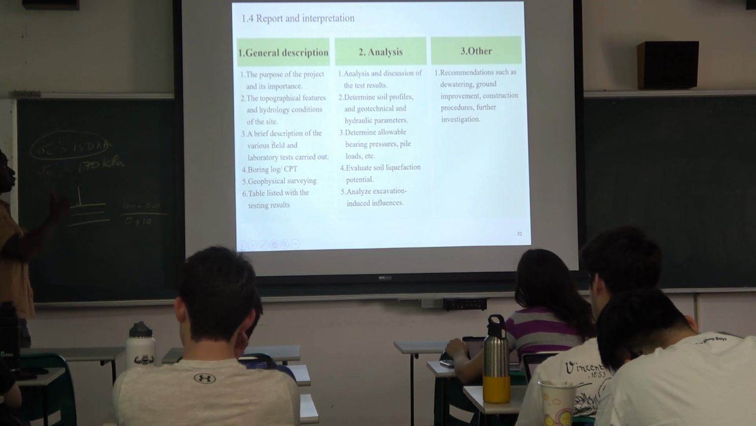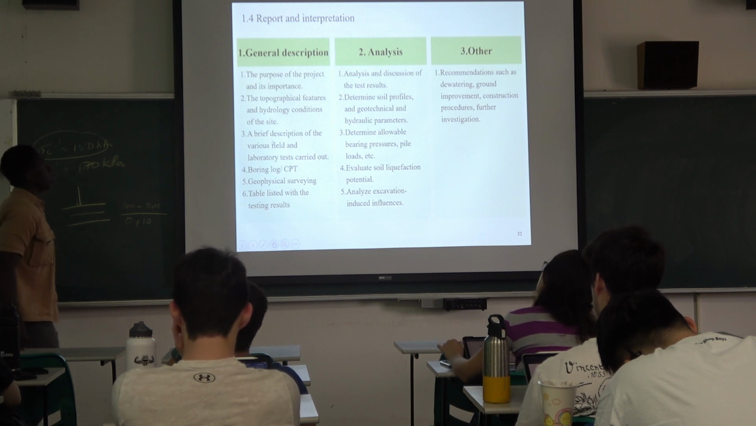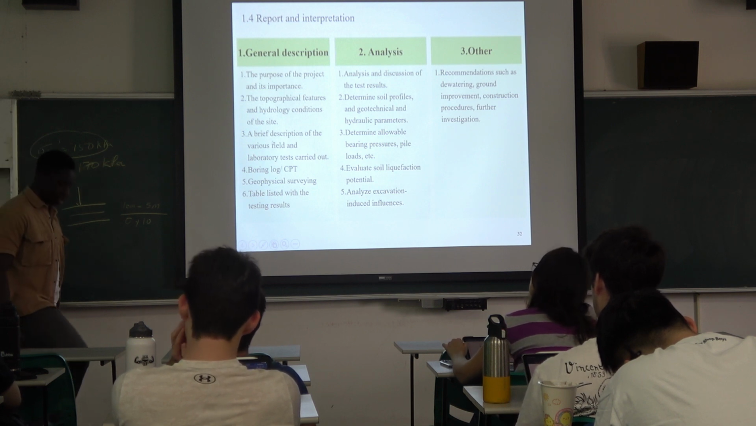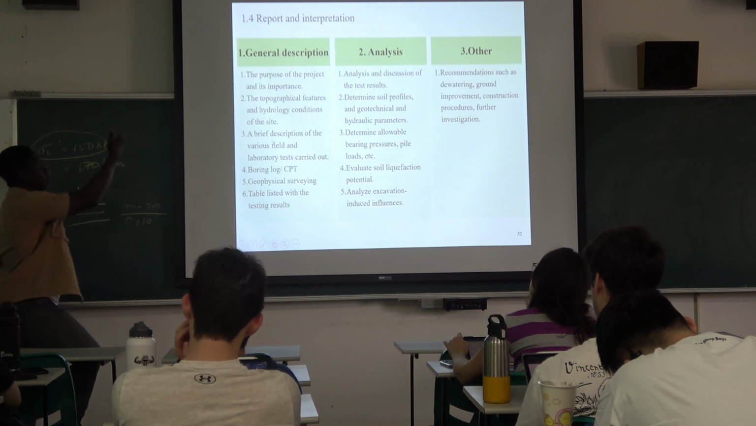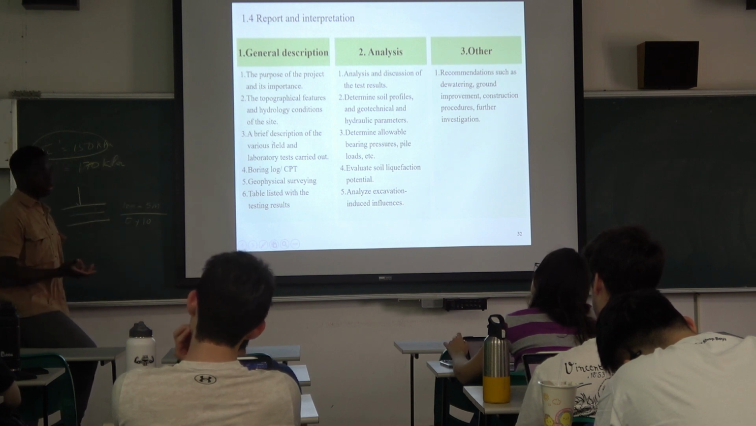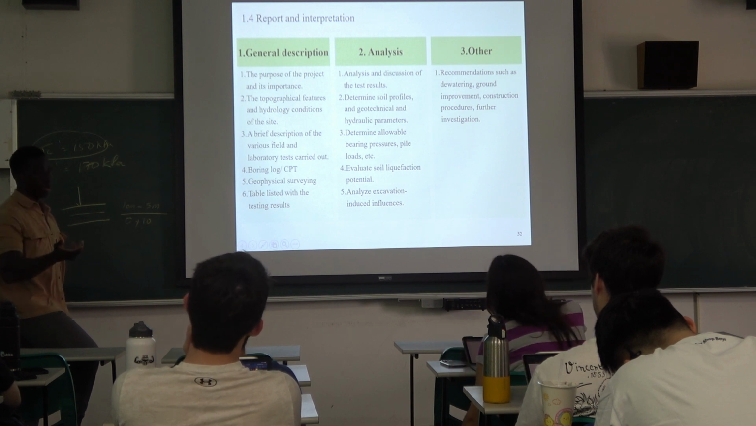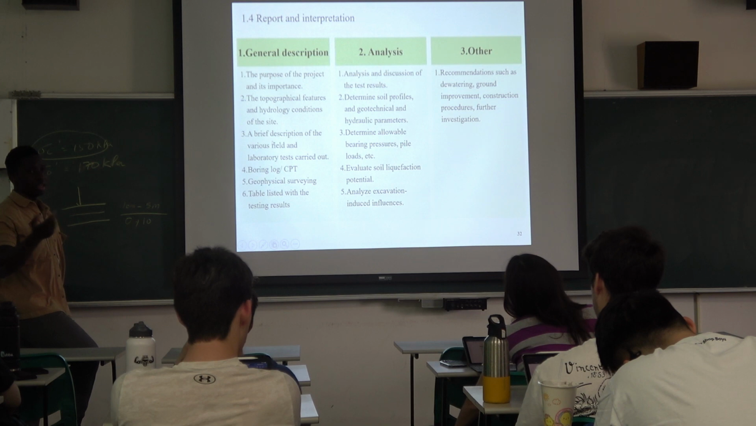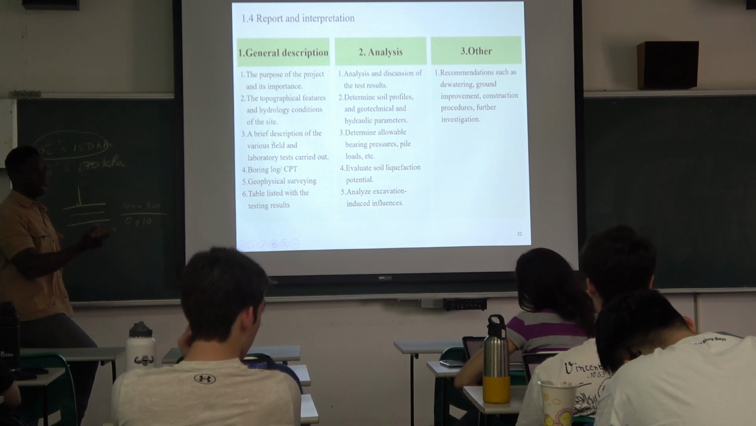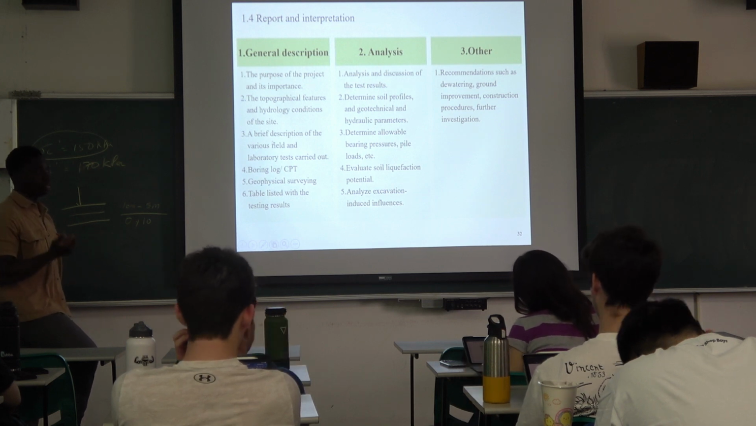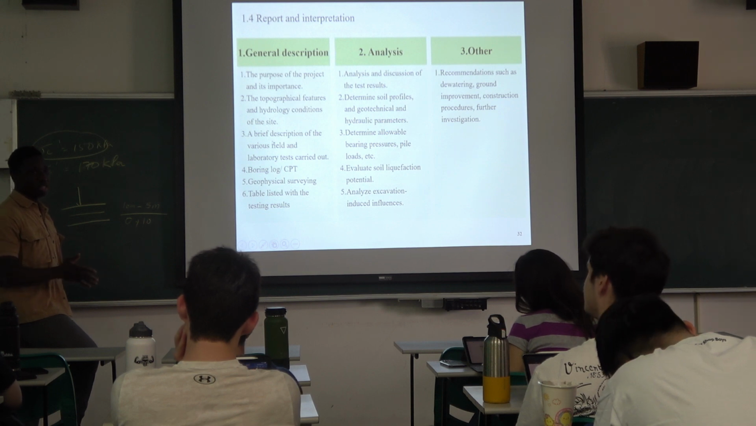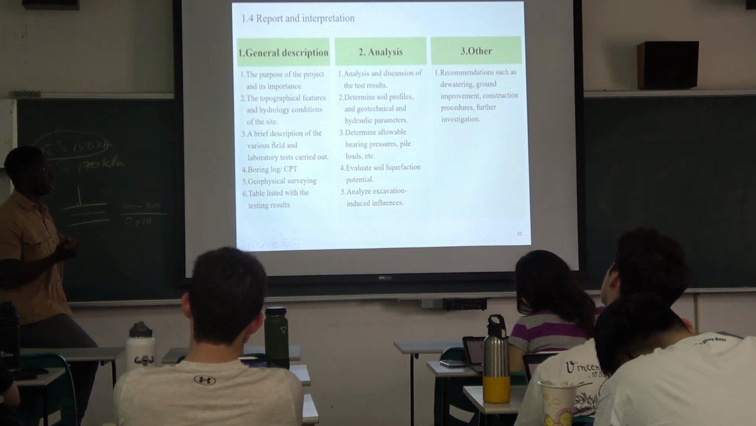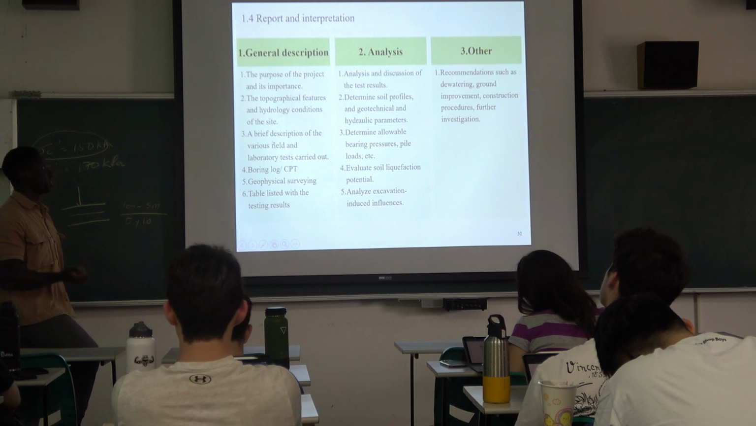So if you're going to write a report, you have the general description, the analysis, and the audit. For the general description, number one is the purpose of the project and its importance. It is important to state what the project is for and why it is important, because for different projects, the requirements may be different. If you are going to build a 2-story building or a 50-story building, the requirements are totally different. So you have to give a good description of the project and its importance.